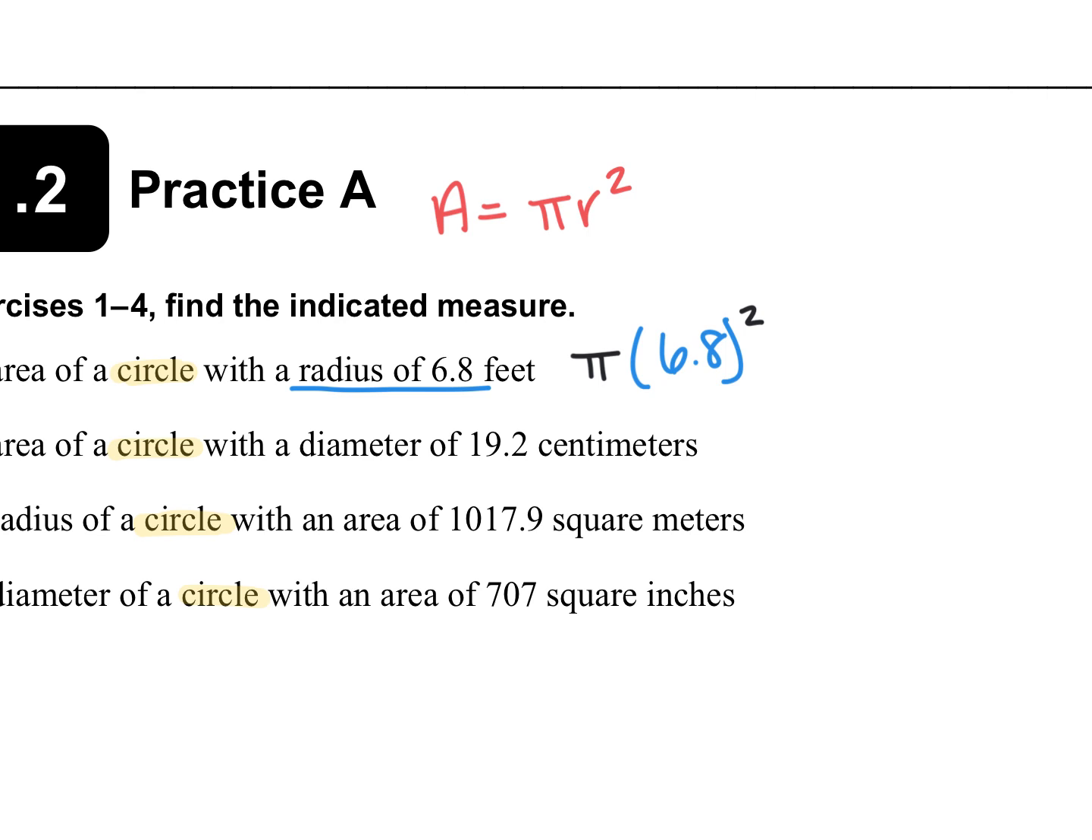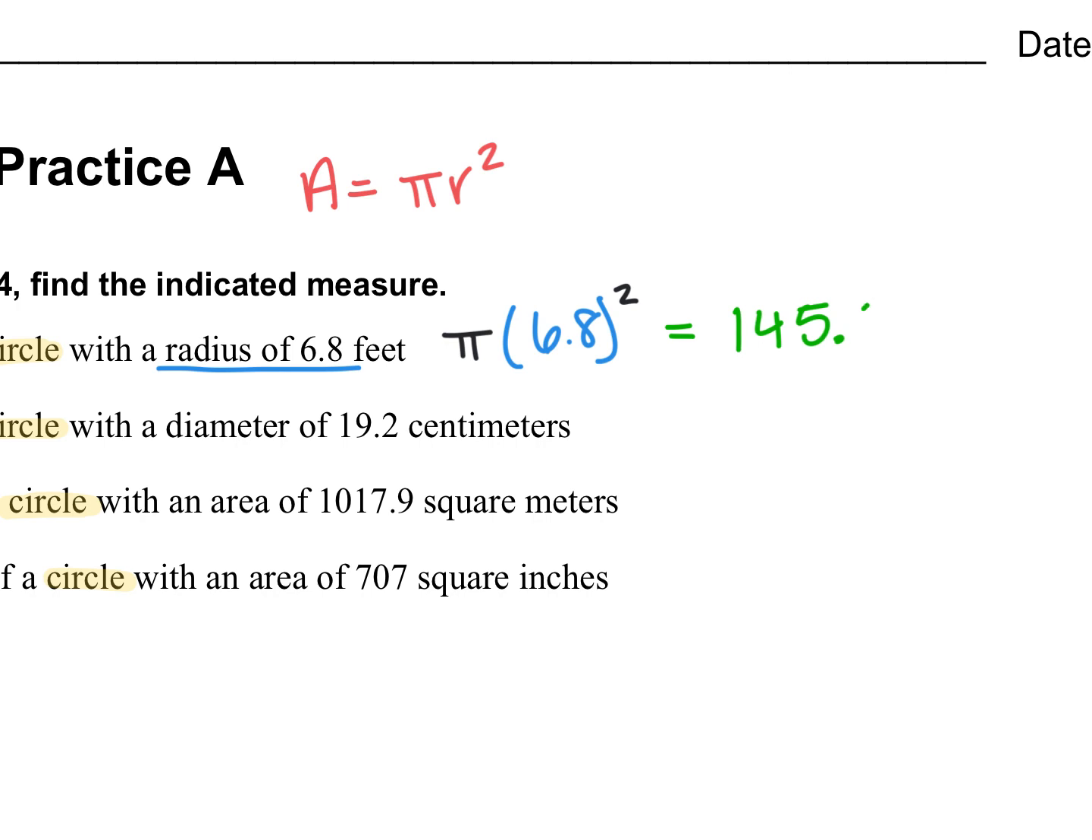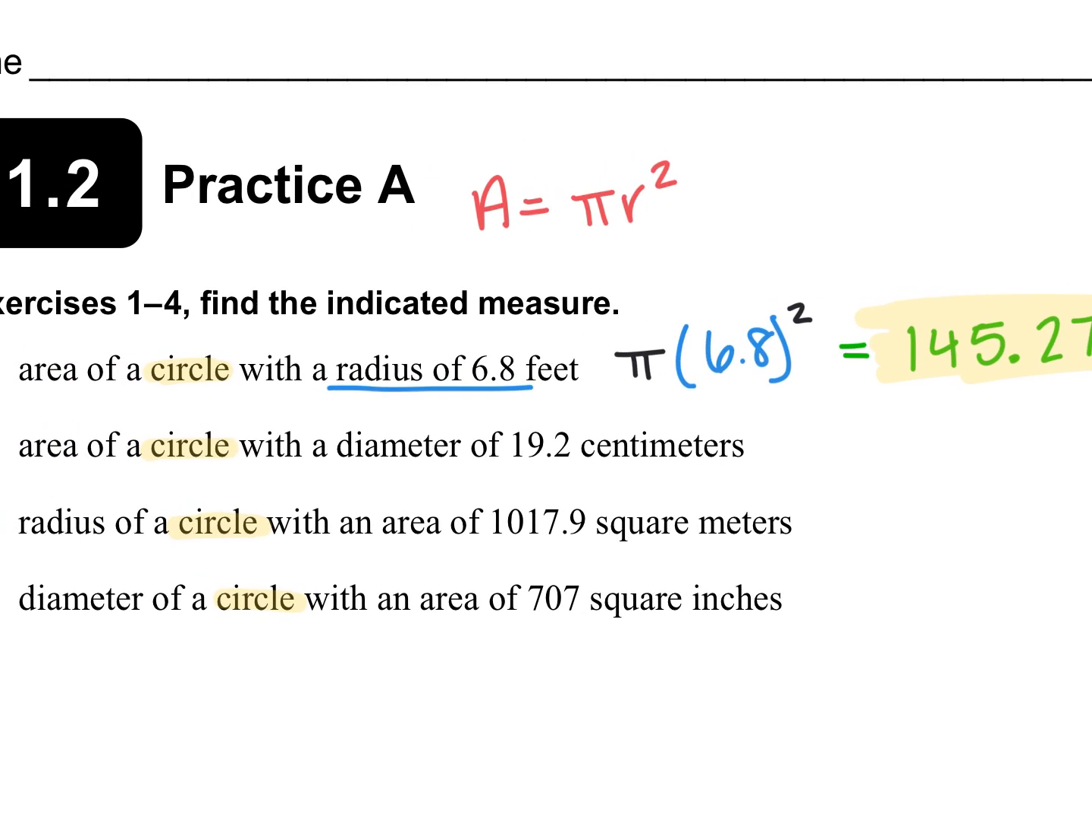If you plugged it in correctly, if you solved it correctly, what should we get as our answer? Okay, round to the nearest hundredth. 0.27, good, feet squared. And that would be your answer. So this one is not too challenging, just a matter of plugging in. All right, looking at the next one.